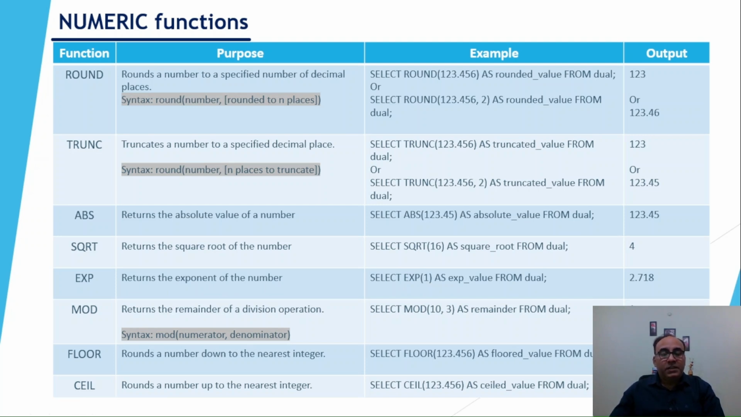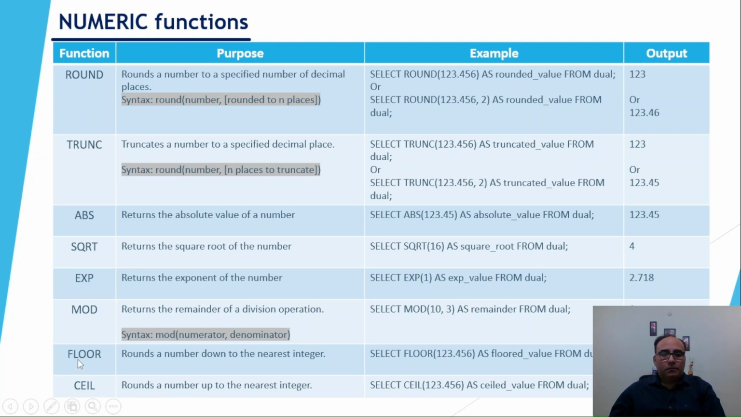Then we have MOD. This returns the remainder of a division operation. The syntax for the same is MOD, numerator, comma, denominator. For example, select MOD(10, 3). This will return 1 as an output.